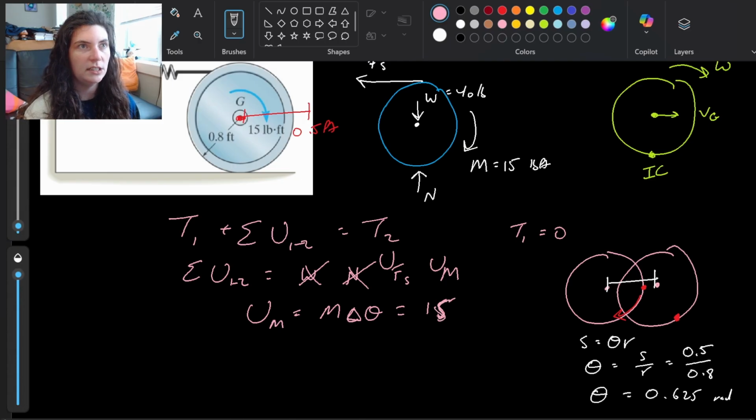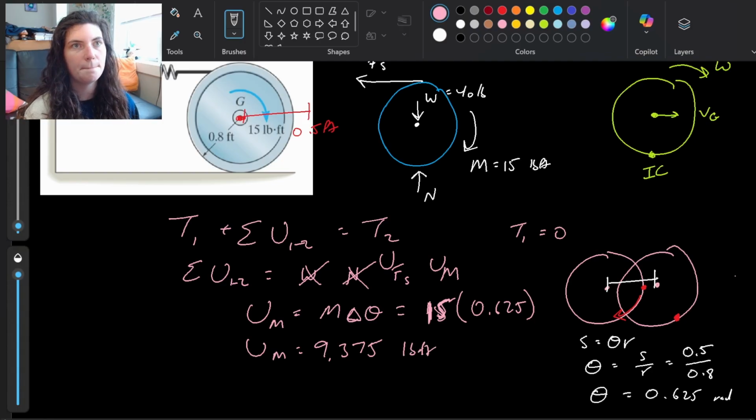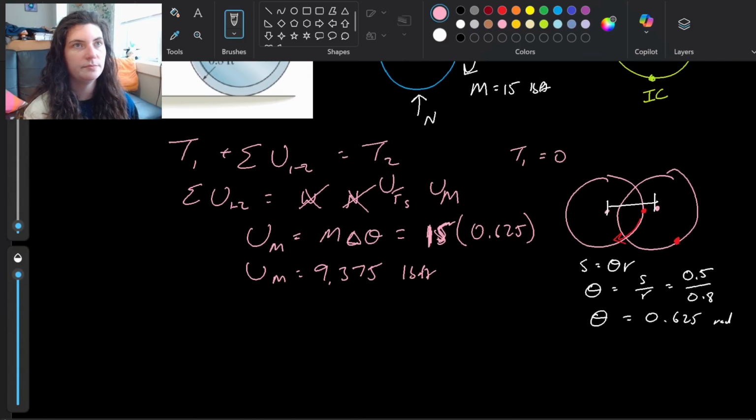We can plug that in over here to our theta. So that's our 15 times our change in theta, 0.625. We get the work from the moment is 9.375 pound-feet. Perfect. So we've got our work from our moment. We need our work from our spring. If we remember that equation, that's going to be negative for the whole thing: negative 1/2 k s2 squared minus 1/2 k s1 squared.